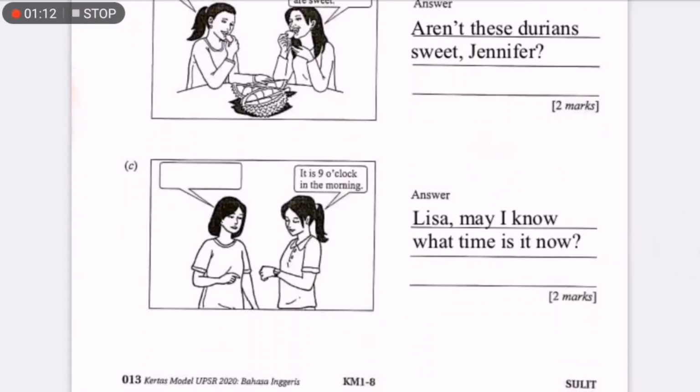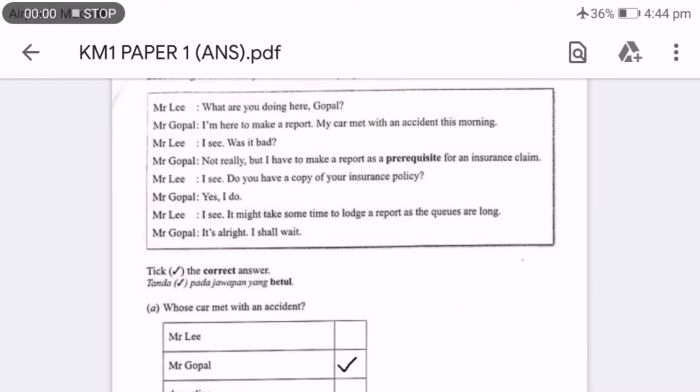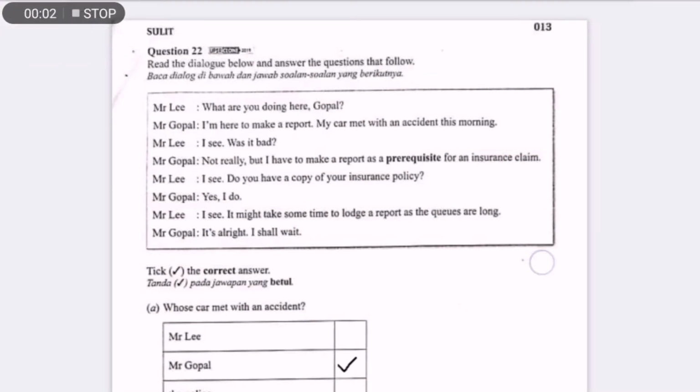Next one. It is 9 o'clock in the morning. Again, obviously, this is a reply. So what is the question? Lisa, may I know what time is it now? So the answer is, it is 9 o'clock in the morning. Alright. Now let's take a look at comprehension questions.